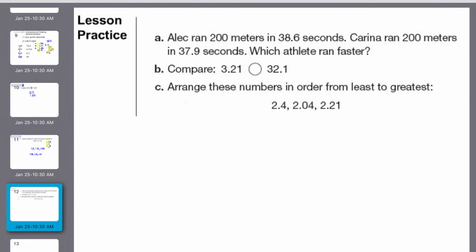Here's what your lesson practice looks like. A little bit of practice arranging decimal numbers and comparing them.